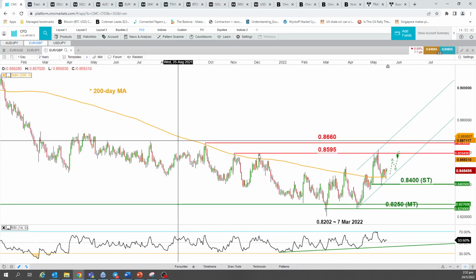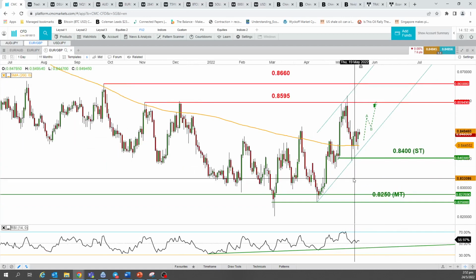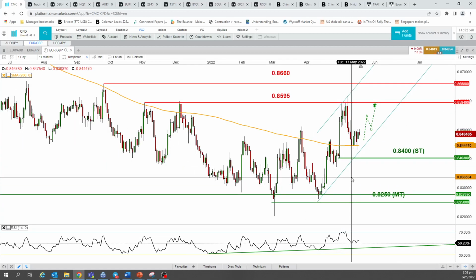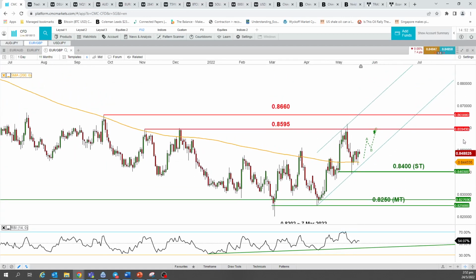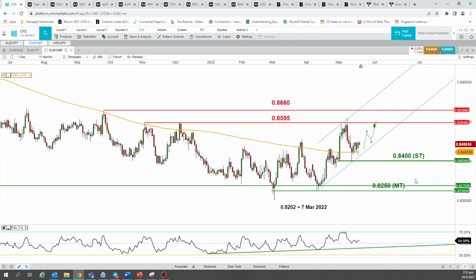If we zoom into the final details of the recent price action, what we could see over here is a breakout and a nice retest on 17th of May. And also, quite interestingly, since the low of 14th of April, it started to evolve within a bullish ascending channel.